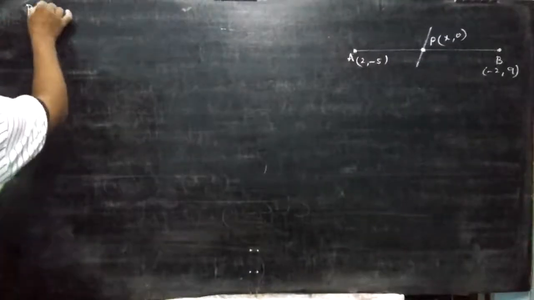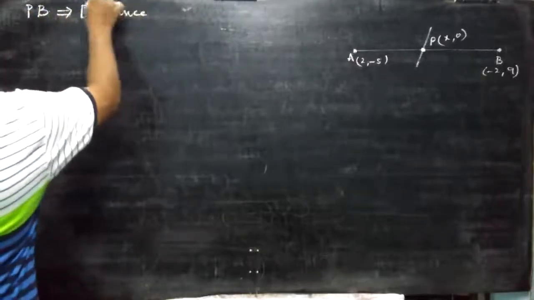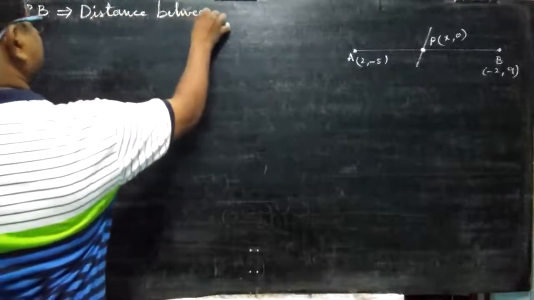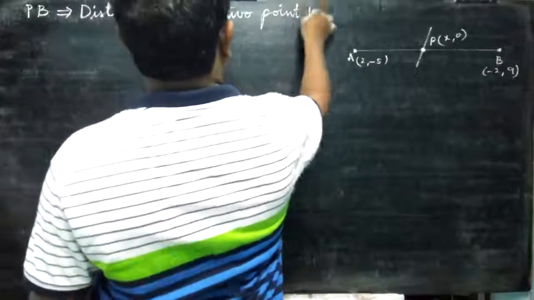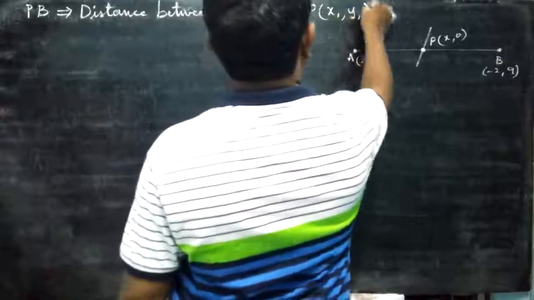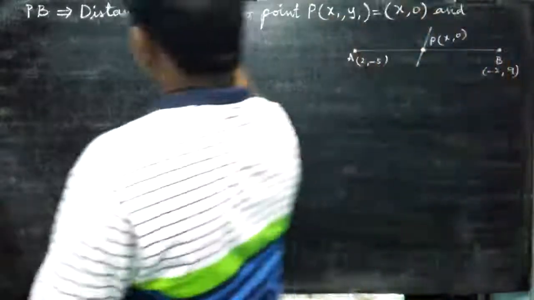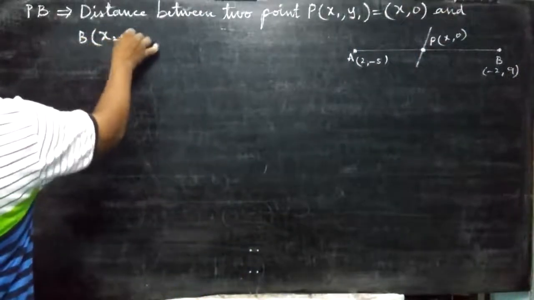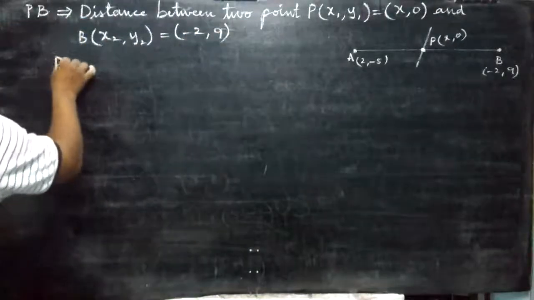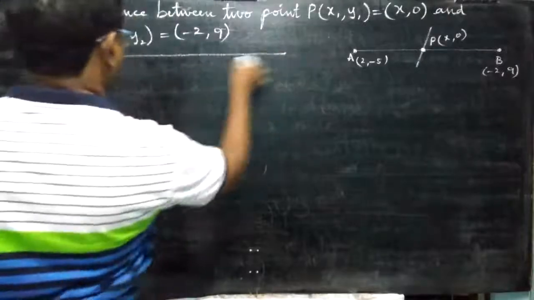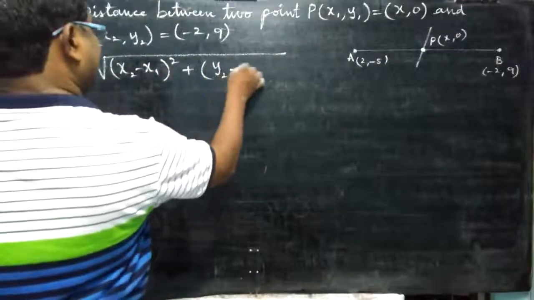Now PB. What is the meaning of PB? Distance between 2 points. What are the 2 points? P is 1 point, think of it as (x1, y1), that is (x, 0), and B you think as (x2, y2), that is (-2, 9). Now PB is equal to the same formula, square root of (x2 minus x1) whole square plus (y2 minus y1) whole square.